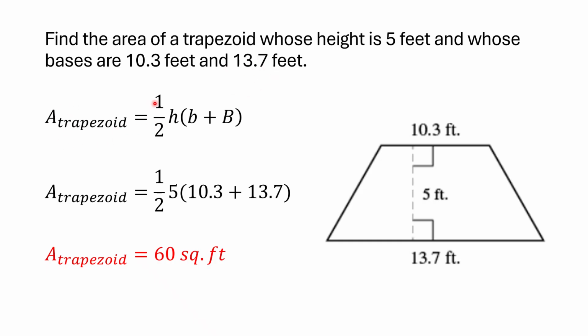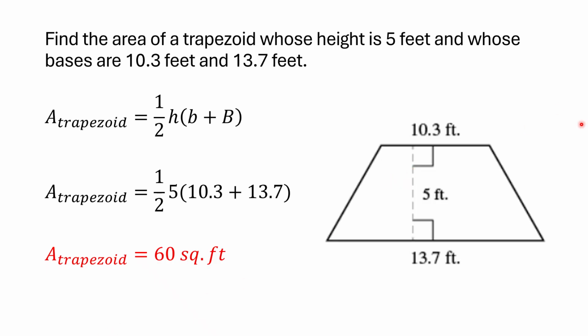Area of trapezoid is 1/2 times the sum of the bases times the height. So the bases are 10.3 feet and 13.7 feet. You sum them up, then multiply by the height, which is 5. Then the result multiplied by 1/2. So we got the area of the trapezoid as 60 square feet. Okay, so that's our trapezoid.